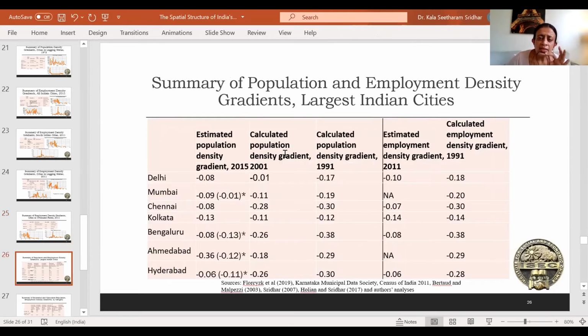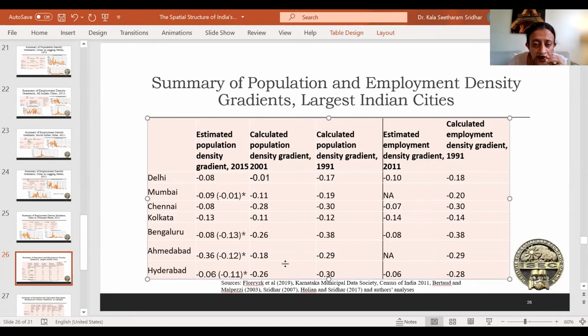Now, this is the summary of population and employment density gradients for the largest Indian cities. These are the estimated and these are the calculated employment density gradients. What this basically shows is that Delhi significantly suburbanized, and so did Mumbai, and so did Chennai, right? And Bangalore definitely did suburbanize, and this is the population part. Because I live in Bangalore, I know this process quite well.